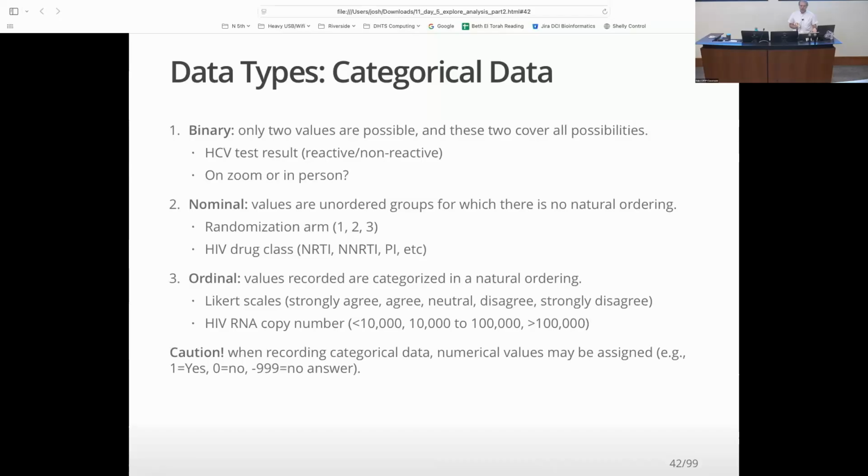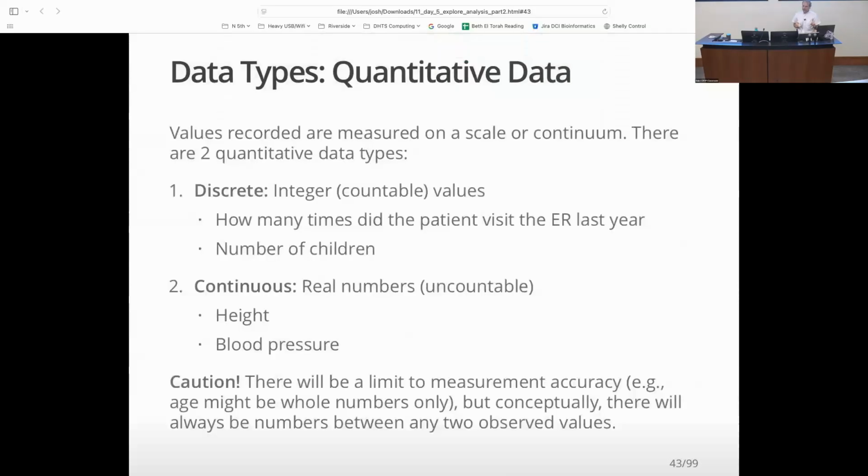Questions about categorical data? Actually, if you have questions, hold on a second, and I'll talk about quantitative data, and then we'll take a break.